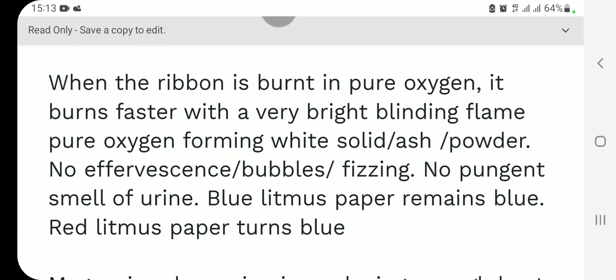When a ribbon is burnt in pure oxygen, it burns faster with a very bright blinding flame. Pure oxygen forms a white solid, with no effervescence and no pungent smell of urine. Anything that you hear that has a pungent smell of urine has something to do with ammonia.